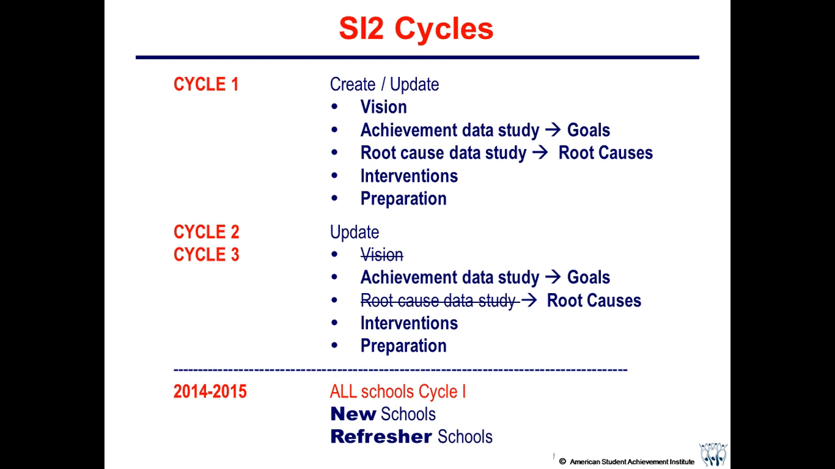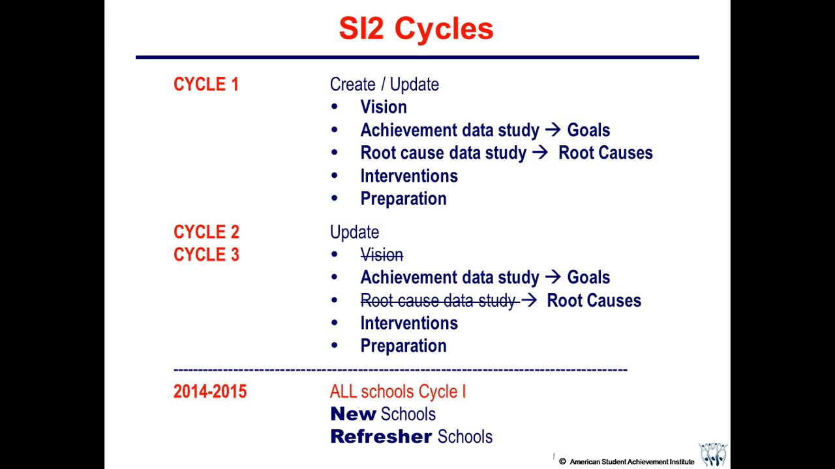Then, in year 2 and 3, or Cycle 2 and Cycle 3, what your school will do is not look at every component of your school improvement plan. The vision doesn't change from year to year, so we only look at that every 3 years. But each year in Cycle 2 and 3, we'll be looking at your goals, we'll be looking at updated student achievement data and then updating your goals. We will verify that your root causes, or the things that are getting in the way of achievement in your school and community, haven't changed drastically since the previous year, but will not do the huge root cause analysis again. We'll just verify that there haven't been any changes.